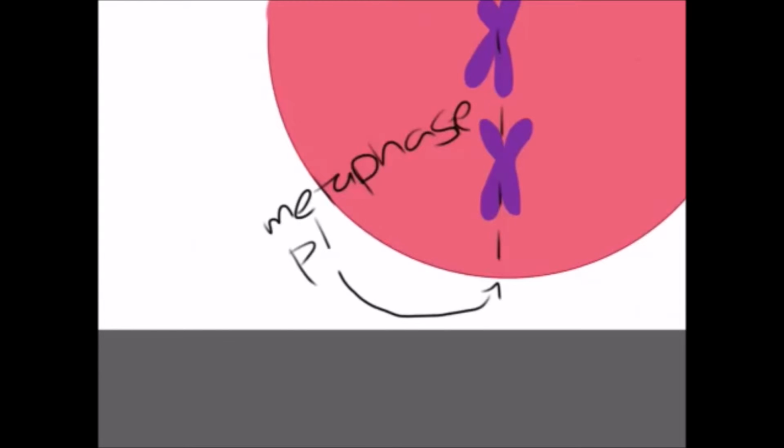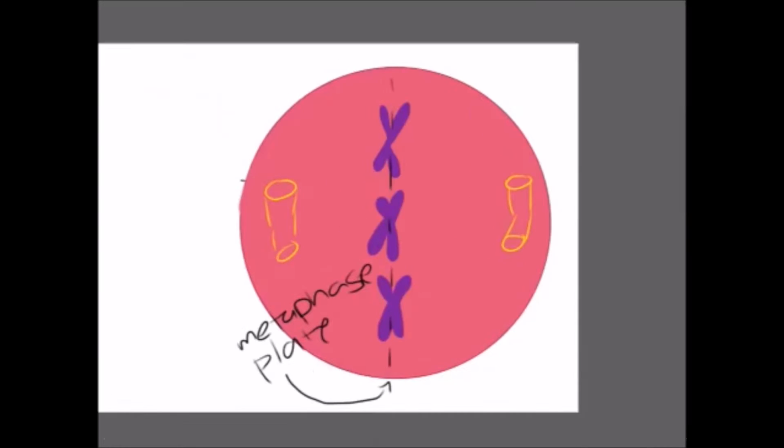After prometaphase is metaphase. This is when the microtubules make the chromosomes align at the center of the cell, also known as the metaphase plate. The next process will not happen until all of the chromosomes are aligned. And then the sister chromatids are pulled by the microtubules to opposite ends of the cell. That process is called anaphase.